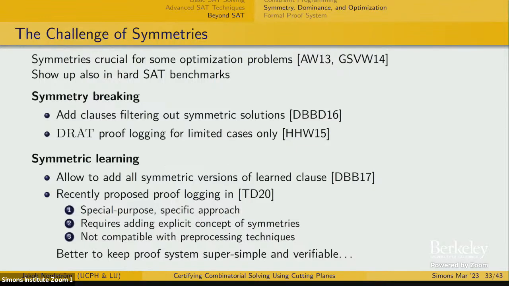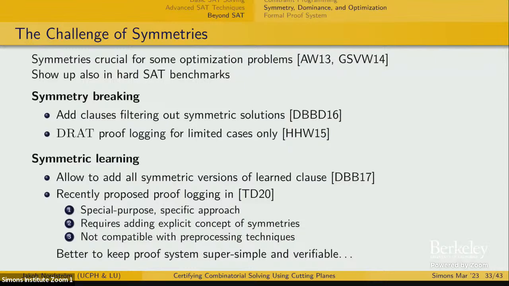Again, the style of symmetries that you have for pigeonhole principle formulas can be broken by DRAT, but it's complicated enough that it actually hasn't been implemented. In principle, there should be solvers that break pigeonhole style symmetries and emit DRAT proofs and take part in the SAT competition. There are no such solvers.